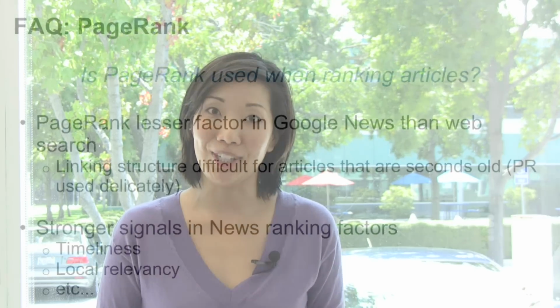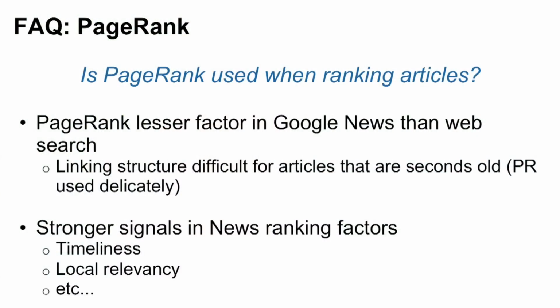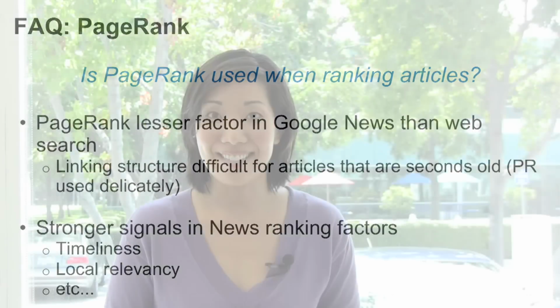So instead of using signals like PageRank, we actually use more signals like we talked about earlier, which is things like timeliness. Is it fresh and new? Or does it have local or personal relevancy? Those types of things. So now that we've covered how Google crawls and groups and ranks articles, and we answered some of your frequently asked questions, let's just get into some best practices.